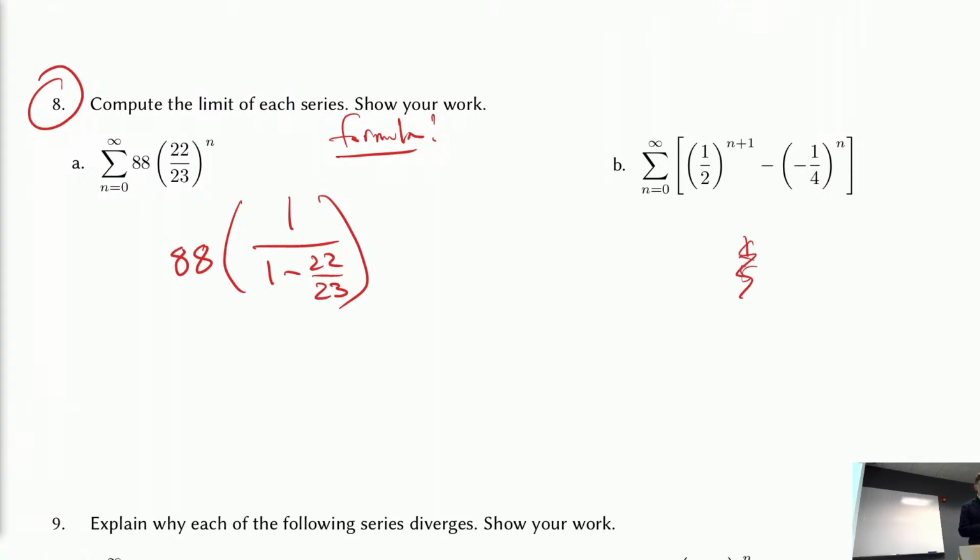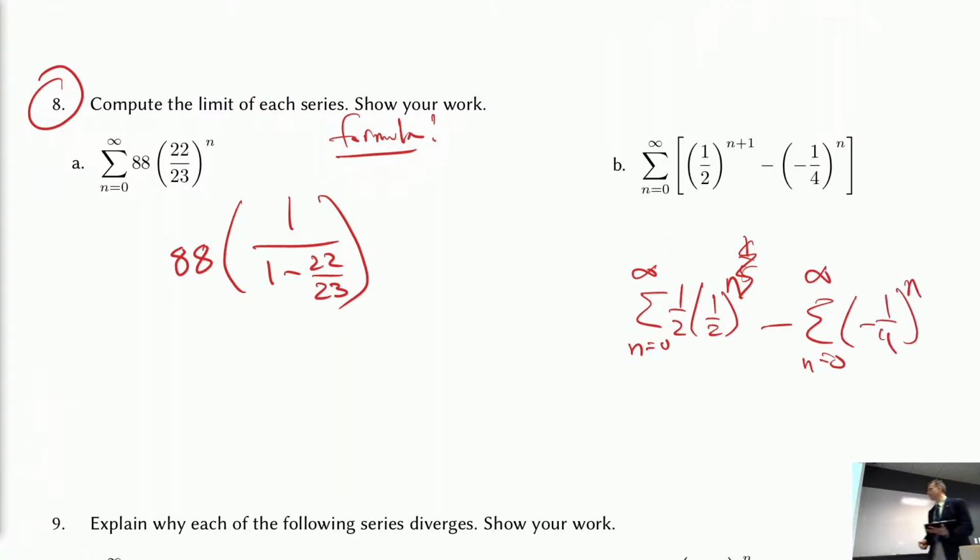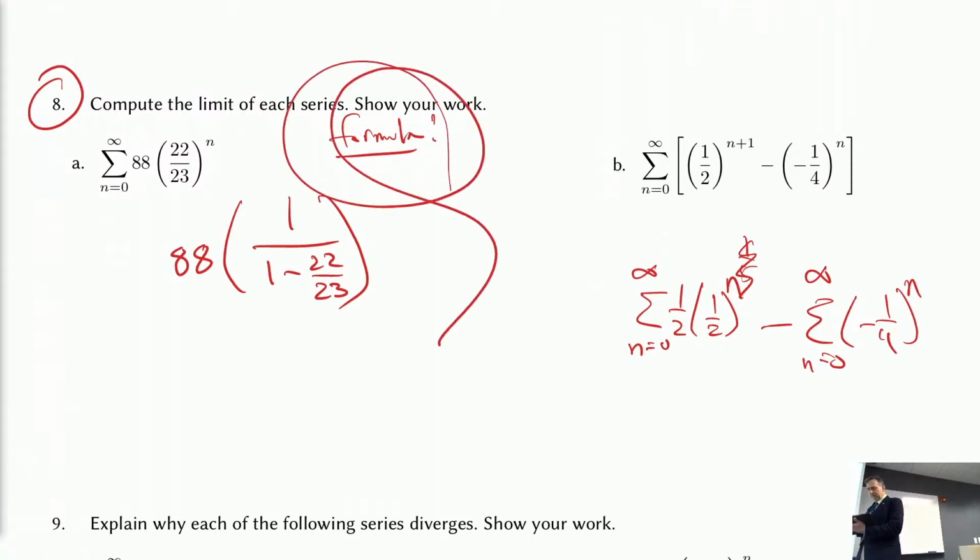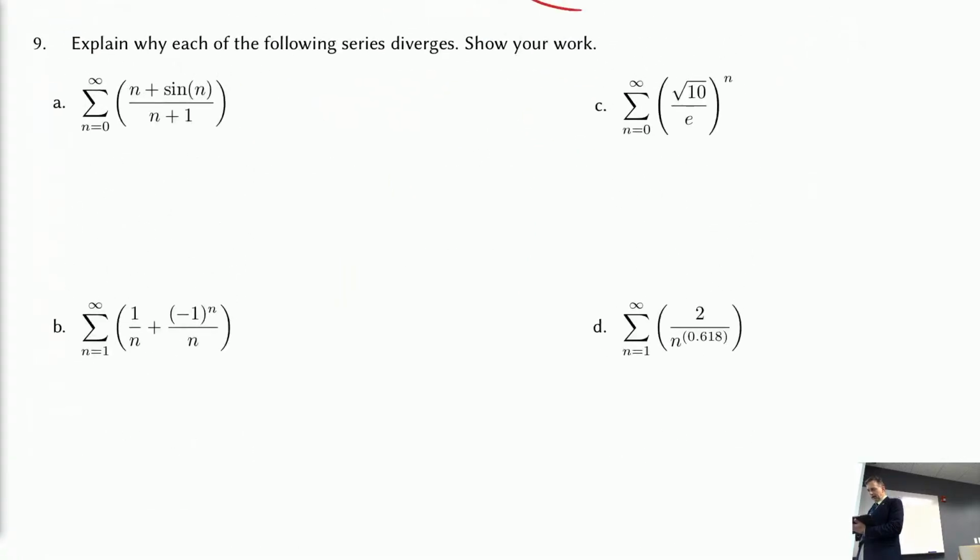It was 1/5. But it's 2. There are 2. You have the sum from 0 to infinity of 1/2 times (1/2)^n minus the sum from 0 to infinity of (-1/4)^n. So you ended up with 2 separate geometric series, but you can deal with them using the same formula. Use the formula.